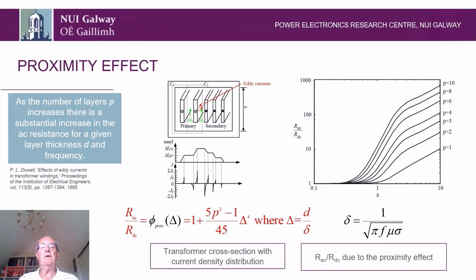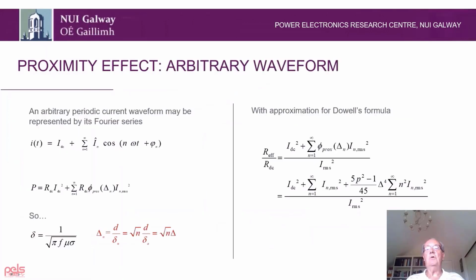So the effective or AC resistance to the DC resistance is related to the number of turns or layers, and delta, the ratio of the layer thickness to the skin depth. So now that allows us to do the calculation, or we can of course read it off the graph. Right, now of course we're not quite there yet, because unfortunately in power electronics we're never dealing with pure sine waves. We're dealing with square waves and triangle waves. So what we're going to do is take this approximation and apply it to each harmonic in the AC waveform that appears in our power electronic circuit.